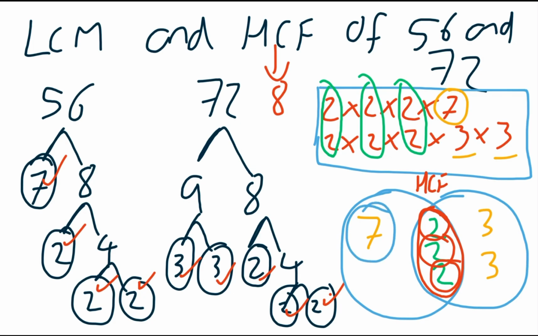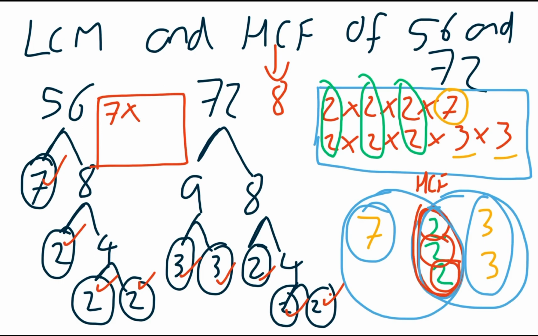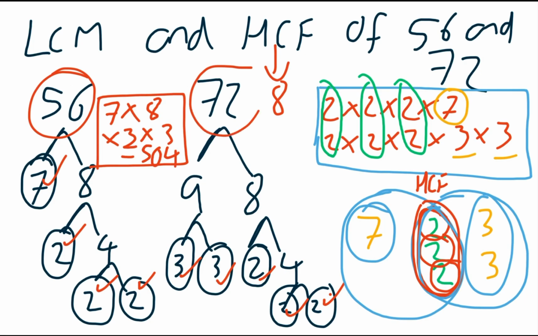It's multiplying every single number that you see in the Venn diagram. So in order to do that, let me just write it out. I'll do it in red here, just because of space. So we've got, I'll just do it here in a box, 7 times, now we know that 2 times 2 times 2 is equal to 8. Then we have a 3 times 3, and we have another 3. And if I multiply this out, I get 504, which means if I go up in my 56 times table and my 72 times table, they'll both hit 504.